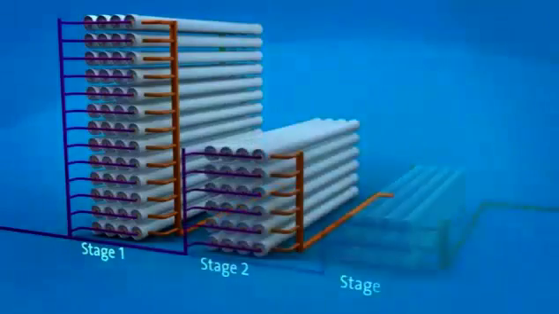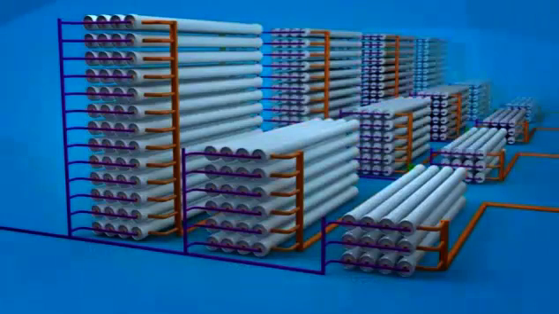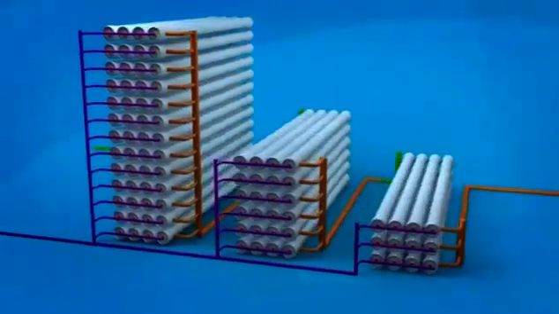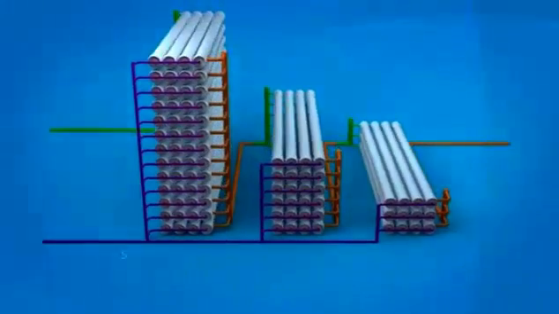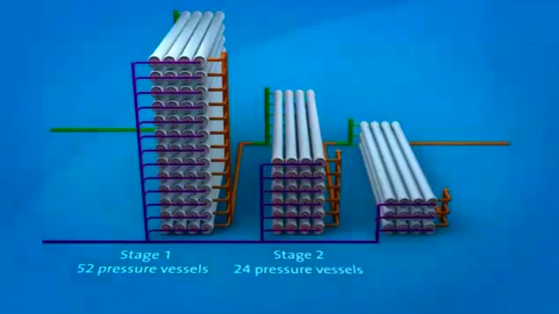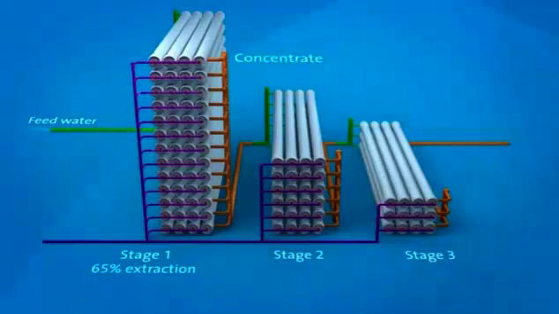There are 6 reverse osmosis treatment trains, each with 3 stages. This design produces the highest amount of recycled water with reduced concentrate waste. Stage 1 has 52 pressure vessels, Stage 2 has 24 pressure vessels, and Stage 3 has 12 pressure vessels. 58 million litres of feed water enters the reverse osmosis system on a daily basis. As the feed water passes through each stage, more recycled water is extracted.